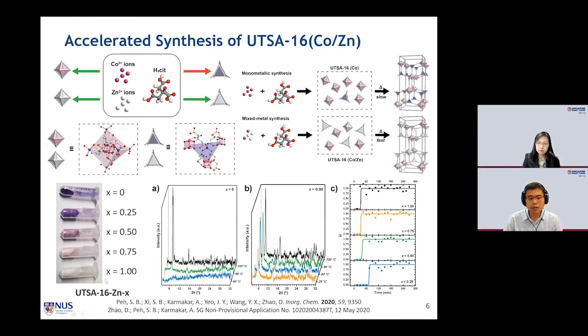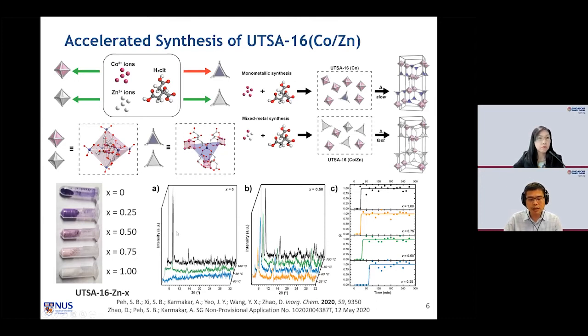And shown here, these are the photos of how this material looks like. X indicates the ratio of zinc in this material. X equals 0 means the pure cobalt, and X equals 1 means pure zinc. You can see that we can gradually increase the content of zinc.